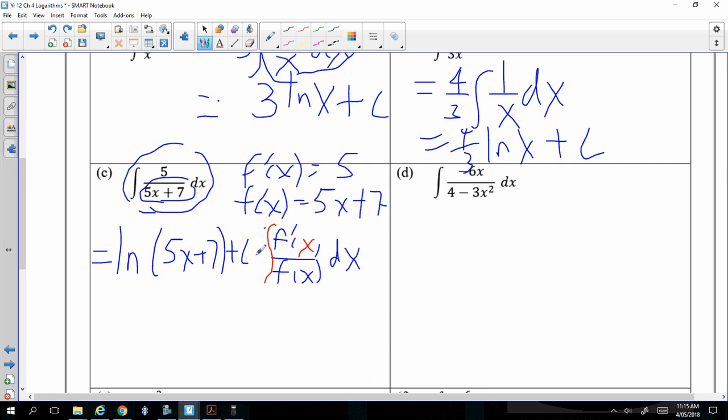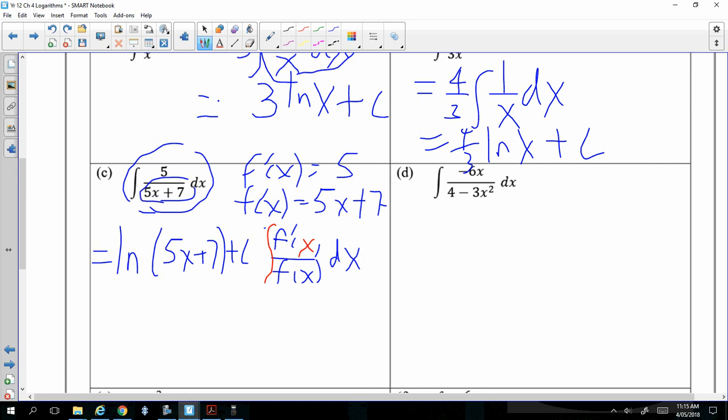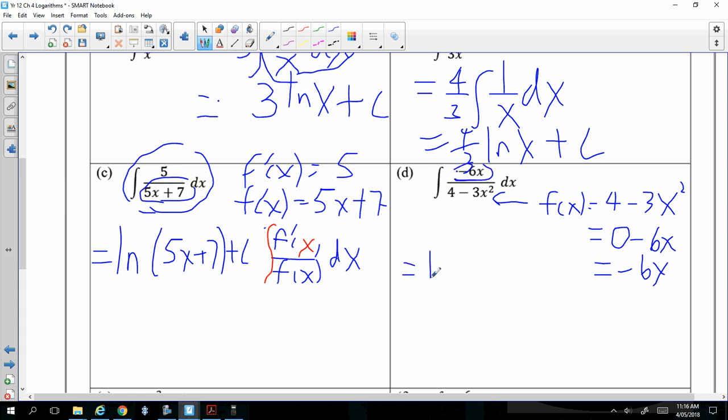Okay, how about the next one? Again, just do the checking. You don't have to write such detail, so you just write it down. This is your f x. Now let's differentiate it and see what we get. We get 0 minus 6x, isn't it? And is that on the numerator? It is. Once it is in the numerator, you just write ln of the denominator. So you just have to do that checking: if the numerator is the derivative, you get the ln of the denominator.